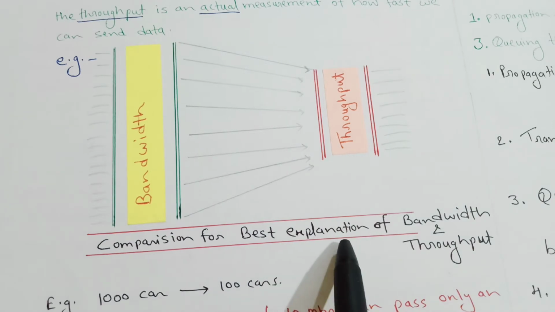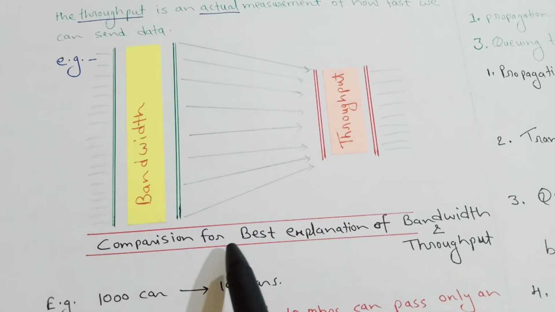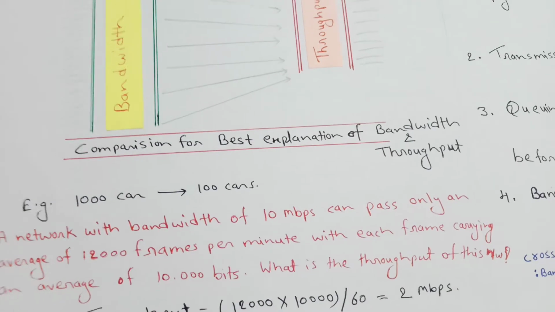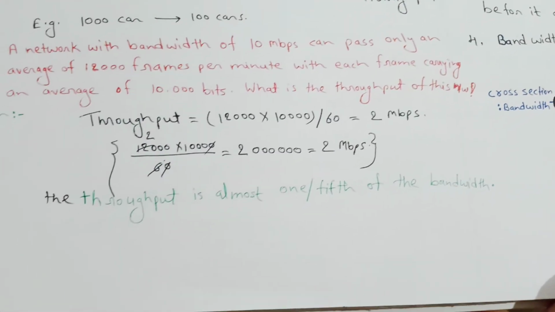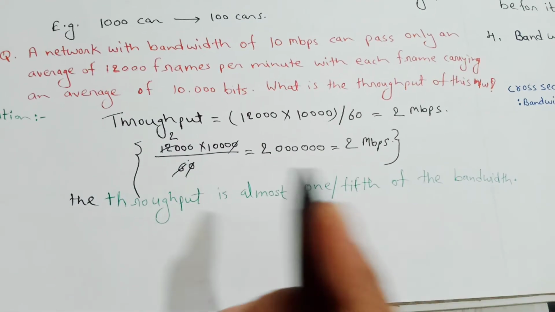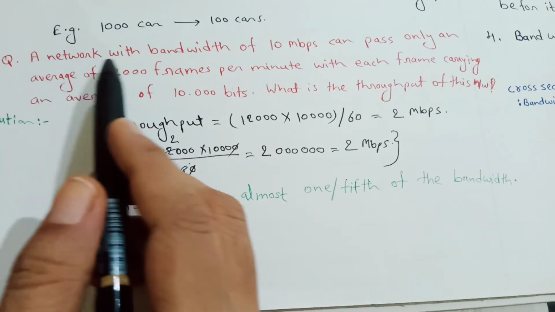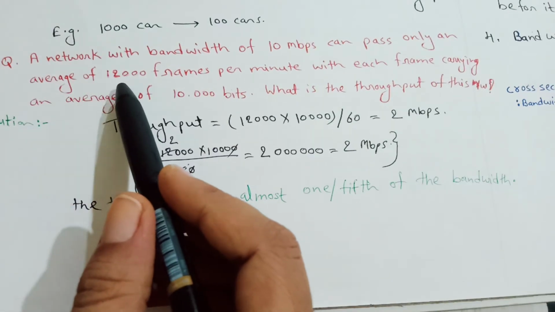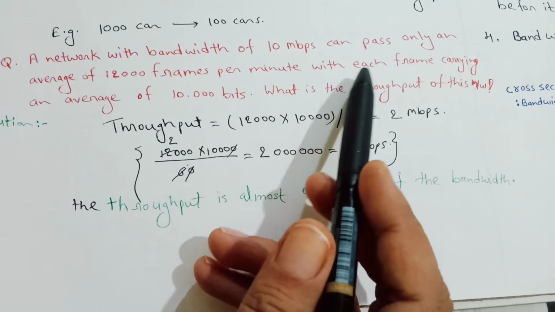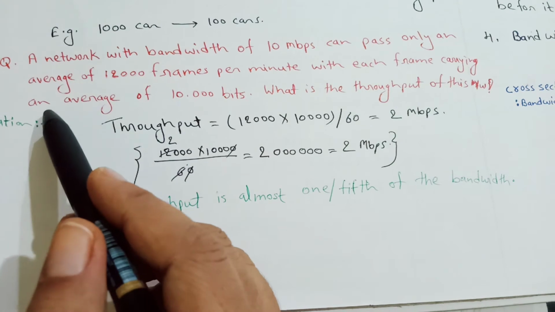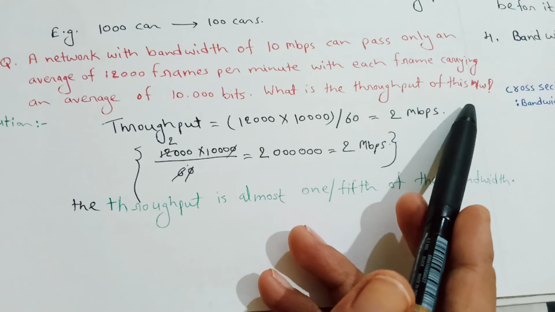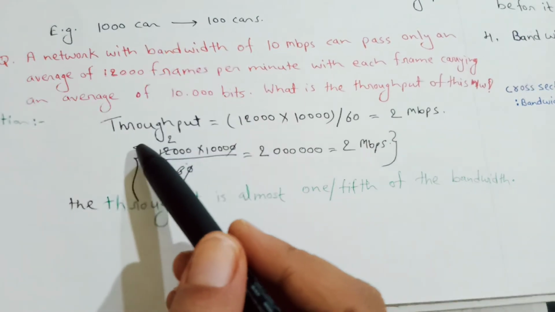Comparison for the best example of bandwidth and throughput. You can see that this is throughput. This is a question. Here we can see an example. A network with bandwidth of 10 Mbps can pass only an average of 12,000 frames per minute with each frame carrying an average of 10,000 bits. What is the throughput of this network? Then what will be the throughput?